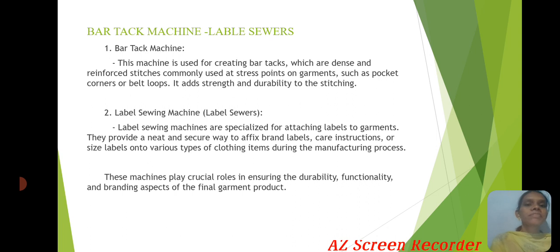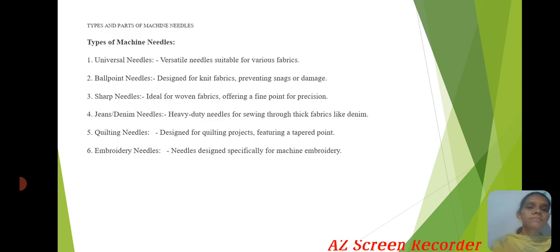Label sewing machine: label sewing machines are specialized for attaching labels to garments. They provide a neat and secure way to affix brand labels, care instructions, or size labels onto various types of clothing during the manufacturing process. These machines play a central role in ensuring the durability, functionality, and branding aspects of the final garment product.